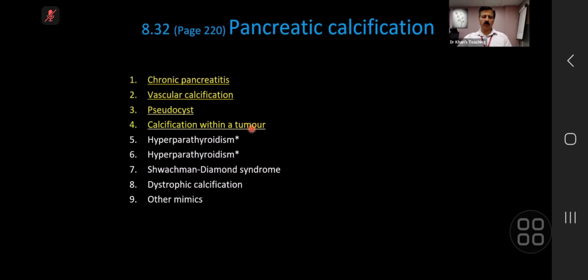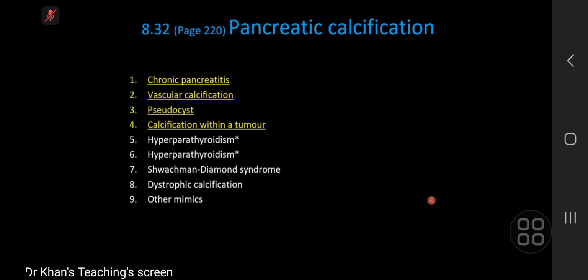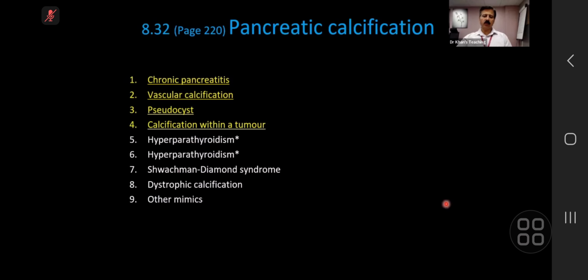neuroendocrine tumor usually will show calcification. So this is a point to remember. There are many things you have to remember, because it can also become a sort of long case. So read this differential in great detail.